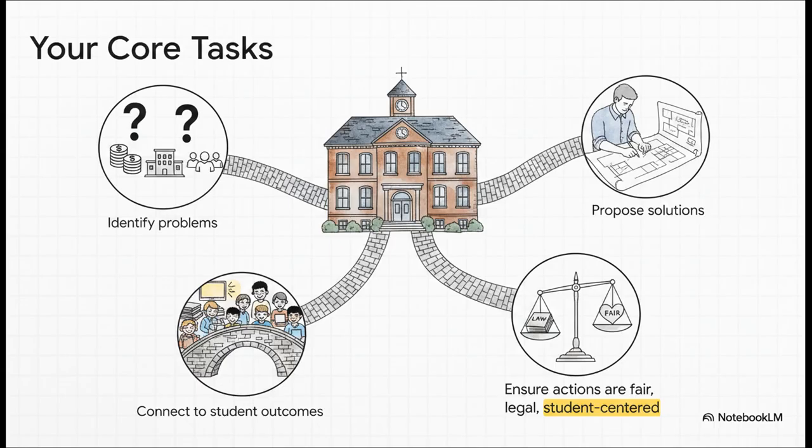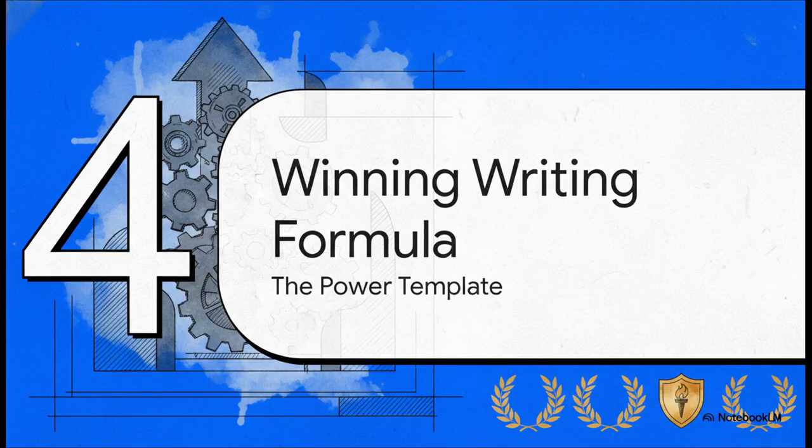But here's the golden rule, and it's non-negotiable. You have to connect every single decision you make about resources back to student outcomes. Every penny, every hire has to be about helping kids learn. So we've covered the what.